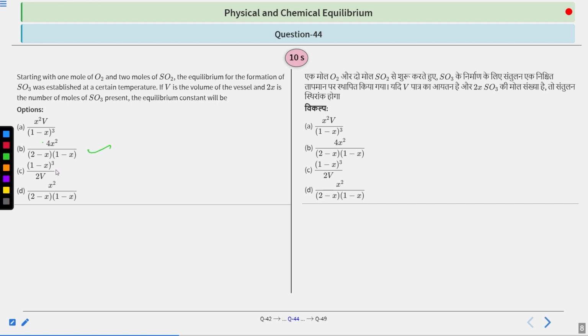Option C, (1 minus x) cube divided by 2V. Option D, x square by (2 minus x) multiplied by (1 minus x). So your time to solve this question starts now.